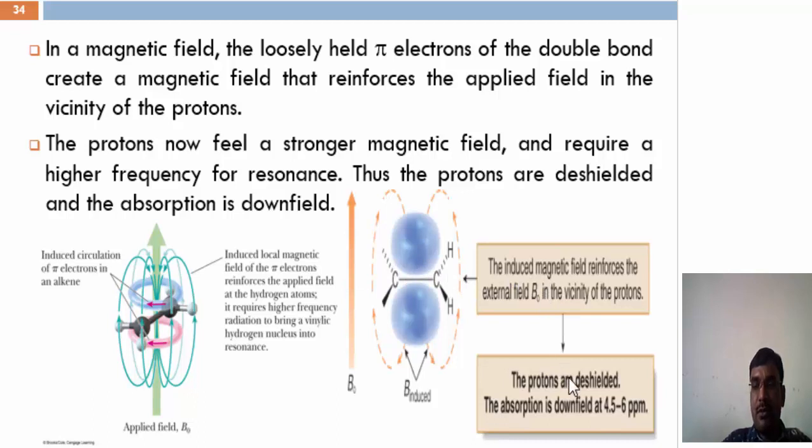So the acetylenic proton absorbs upfield, while the vinylic and aromatic protons absorb downfield at 4.5 to 6.5. Protons are deshielded, meaning they are not shielded, they are deshielded. The induced magnetic field reinforces the external magnetic field B in the vicinity of the protons. Thus, protons are deshielded, so the value is at downfield.